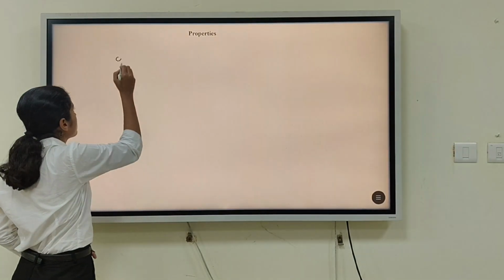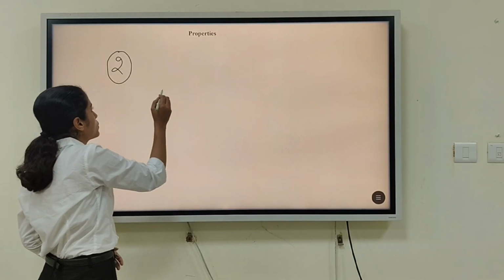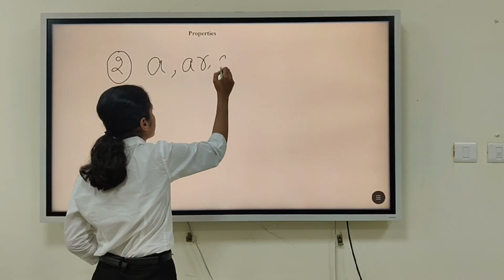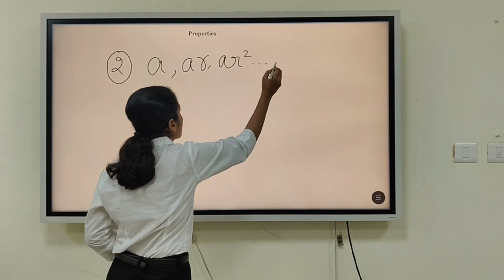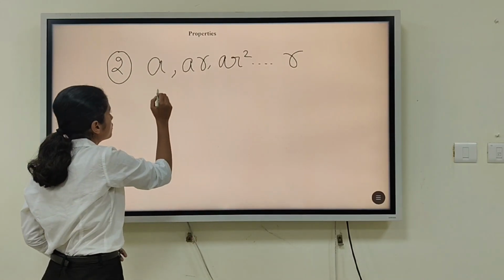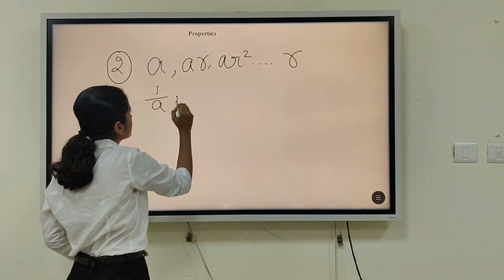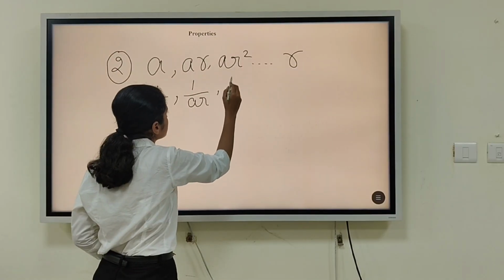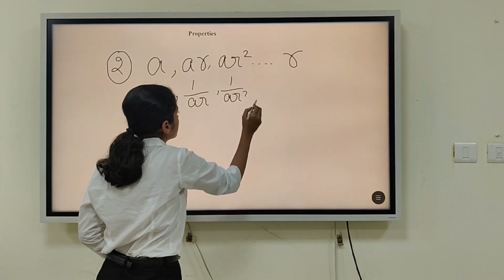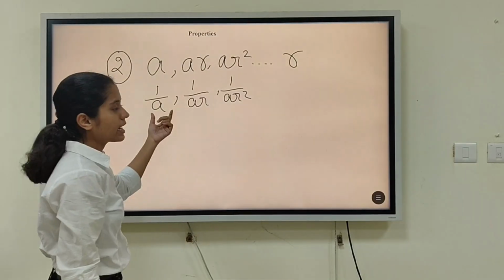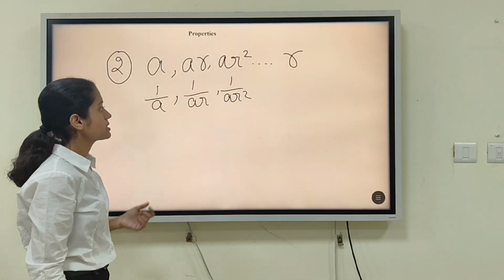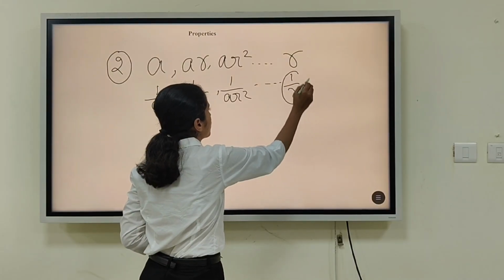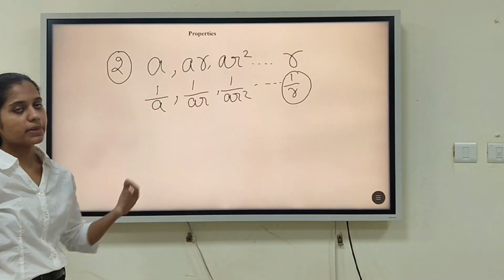Now the second property of geometric progression is, let's suppose you have this GP with common ratio R. If you find the reciprocal of this sequence, again the resultant sequence will be in geometric progression with common ratio 1 by R.